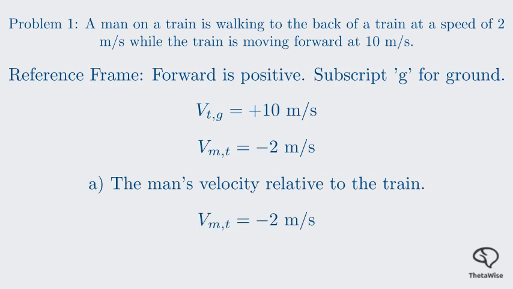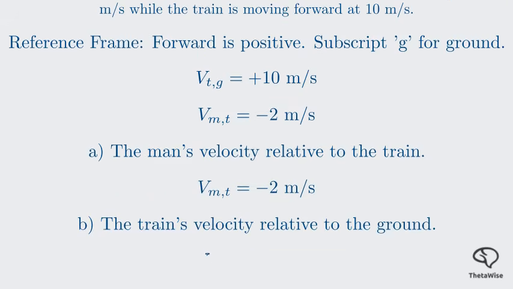Now for part B. Part B asks for the train's velocity relative to the ground. This is another value we've already defined. The train's velocity relative to the ground is positive 10 meters per second. The positive sign tells us the train is moving forward at a speed of 10 meters per second with respect to a person standing on the ground.